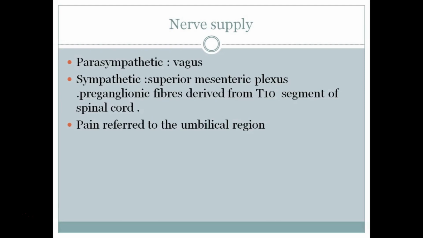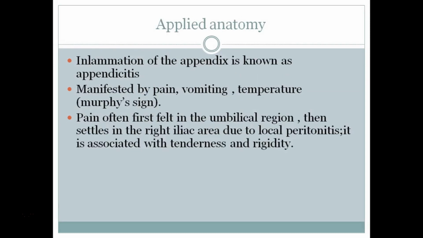Nerve supply is the same as for the umbilical region. Sympathetic supply will be by the T10 segment. So the same segment is going to supply sympathetic fibers for the appendix. So if any changes or any infection is happening in the appendix, it is felt in the umbilical region because of its nerve supply, that is the T10 segment. Parasympathetic is mainly by the vagus nerve. That's why pain is referred to the umbilical region, because the same nerve supplies the umbilical and appendix regions.